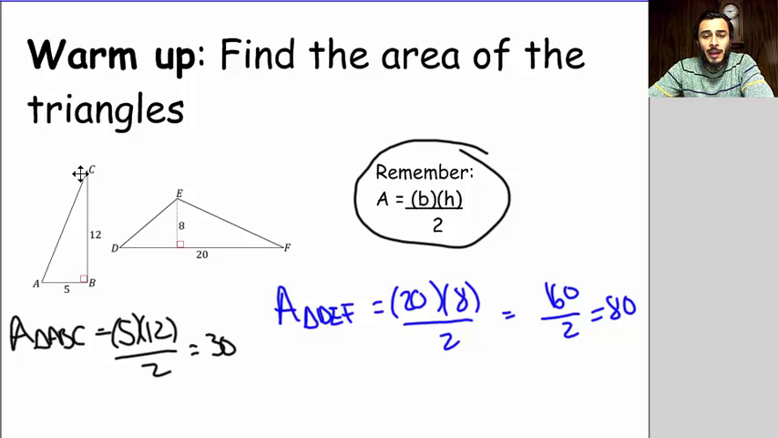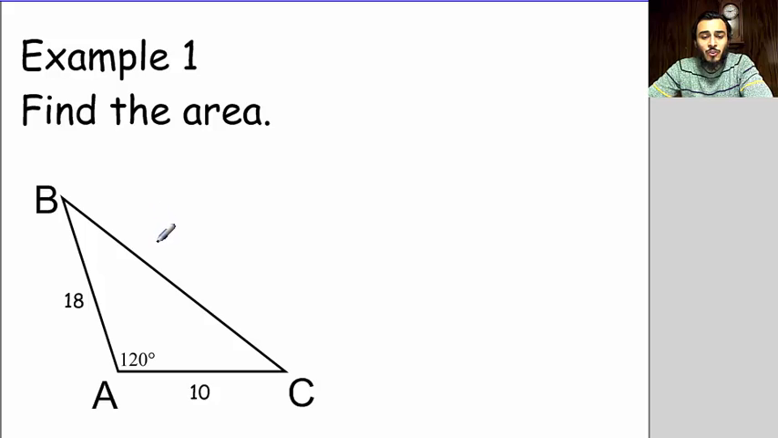So to get you to remember that we do have a way of finding the area of triangles with this very simple formula. But what happens if we're given a triangle like this and we're told to find the area? Can we use our base times height divided by 2 formula? And we cannot use that formula here. And the reason we cannot use that formula is because we don't have a height.